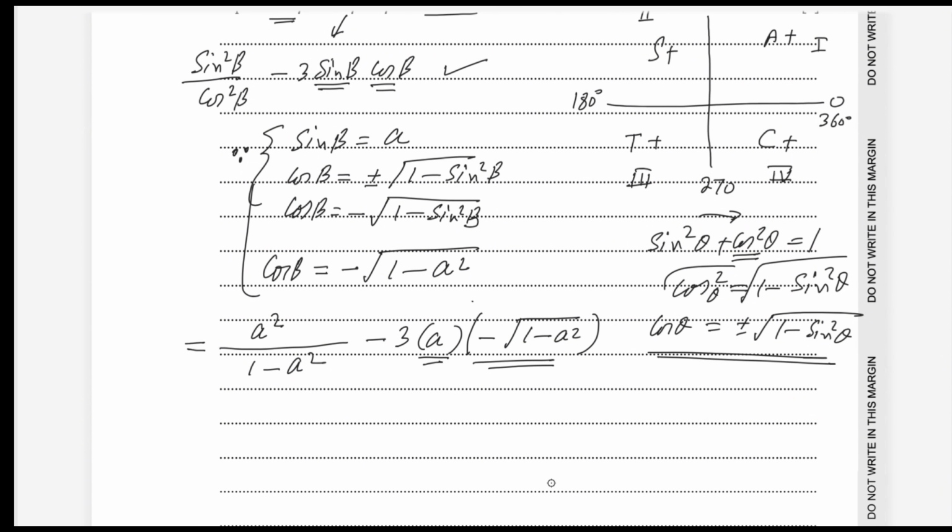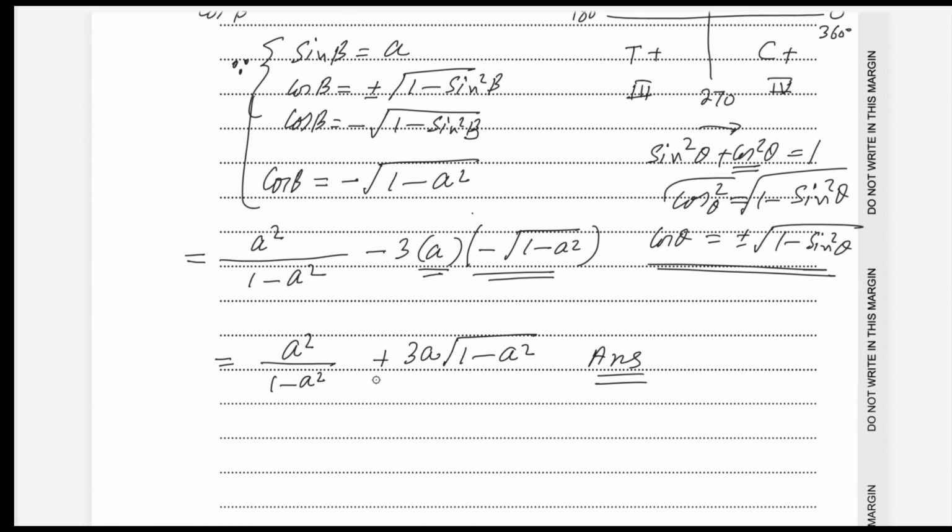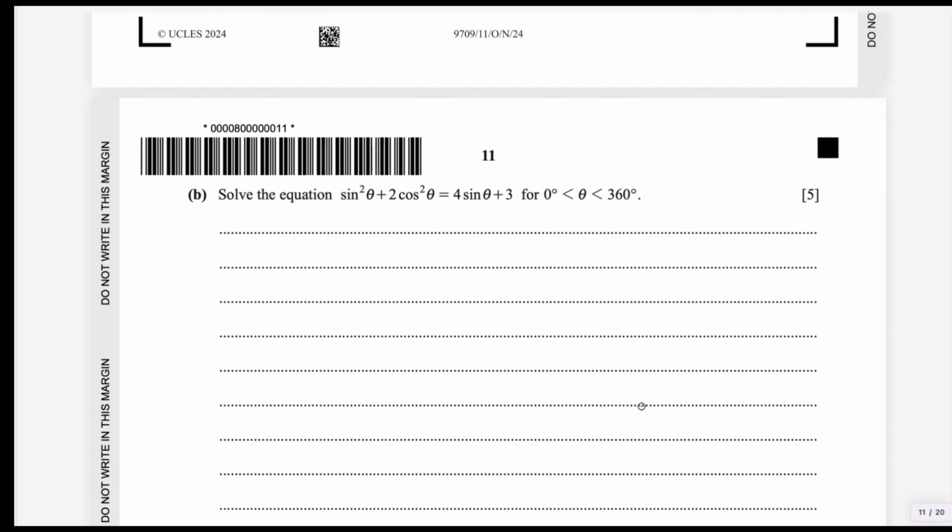Now you need to simplify. It will be A square over 1 minus A square. This minus and that minus make it plus, so it will be plus 3A times the square root of 1 minus A square. So our result is in terms of A. Therefore this is the answer to the first part, as required. We want our answer in terms of A, and now everything is in terms of A, so you can stop here. Hopefully you understand it. Let's move on to the next part.